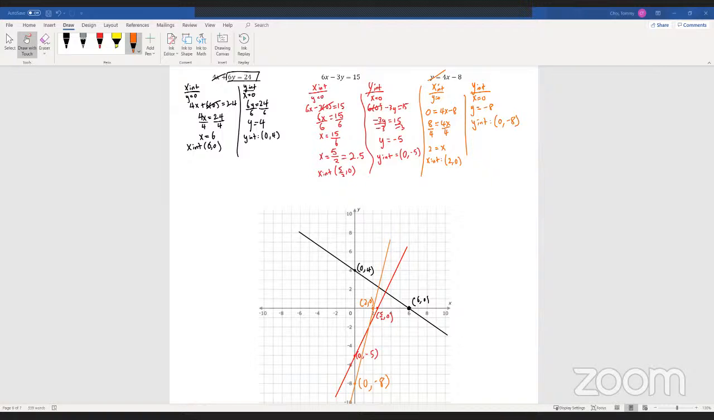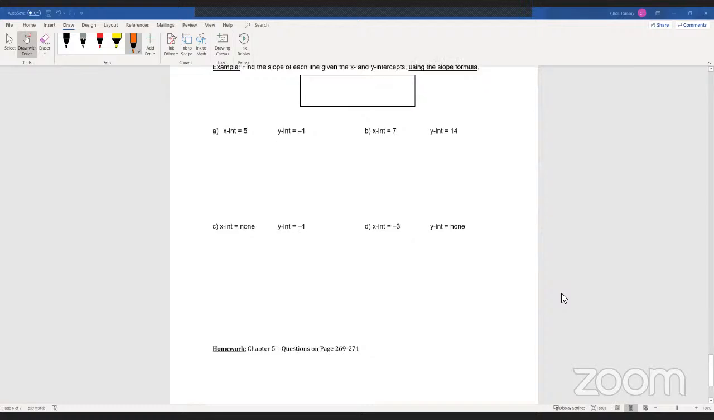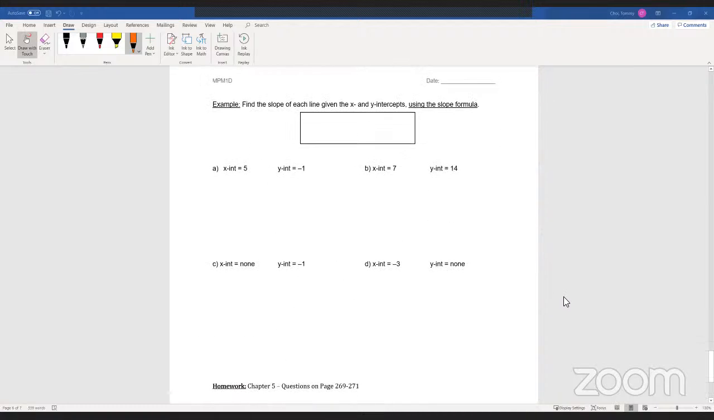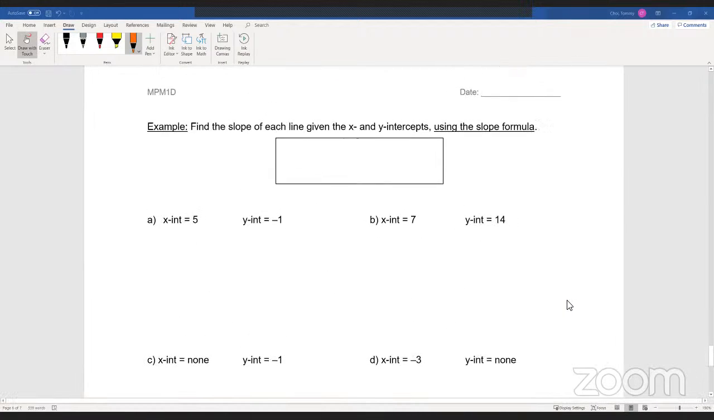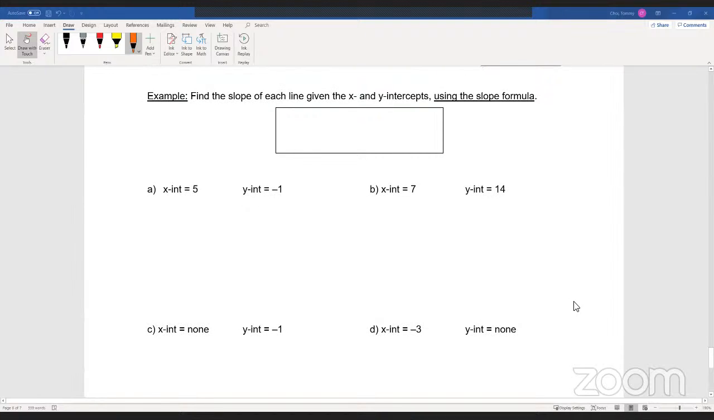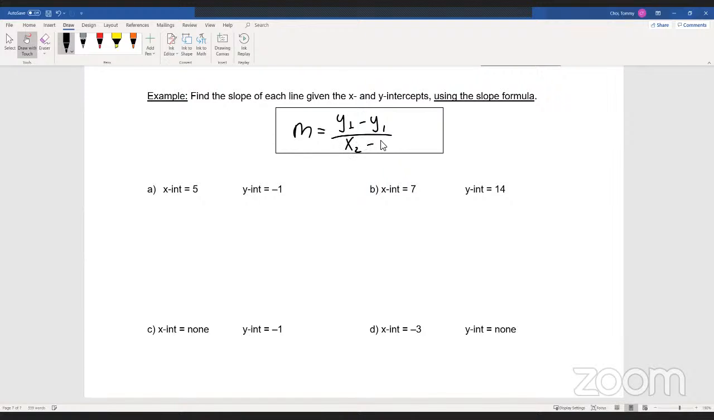All right. So moving on, we have our last page here. It says to find the slope using the slope formula. So the slope formula, we already know it. And in case you don't remember it, it's m is equal to y2 minus y1 over x2 minus x1. And that should be a 2. So y2 minus y1 over x2 minus x1.